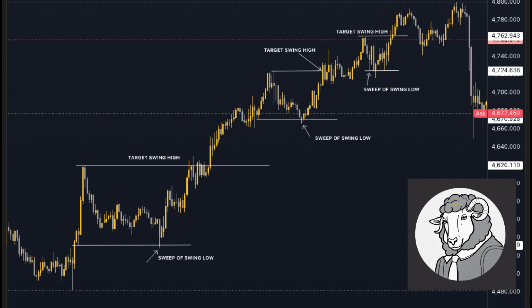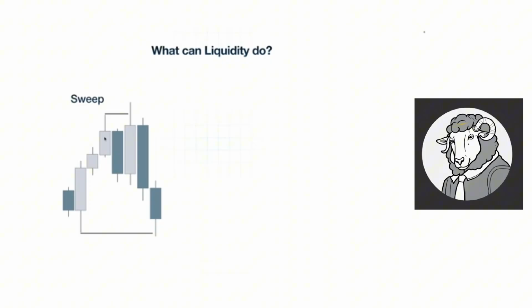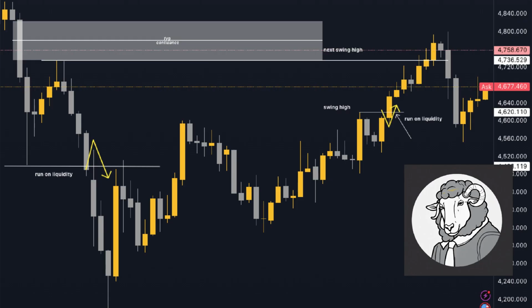Next, we have the continuation. Instead of sweeping and rejecting the high, we continue in the same direction. This is called a run on liquidity. For example, before we were seeing sweeps of liquidity, now we will look at runs of liquidity. Where price starts to trade below the high, creating a retrace, the price runs the high. This means we can continue in the direction. While we are running liquidity, we can target the next highs or lows.